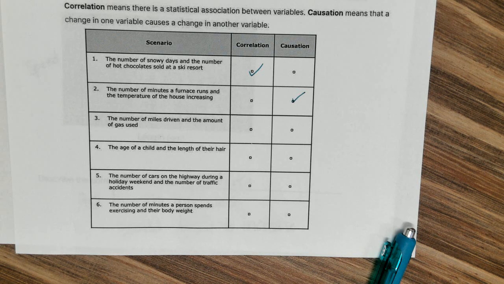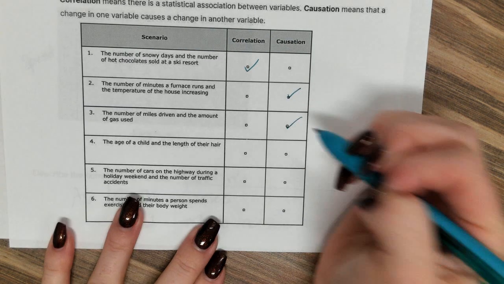Number 3, the number of miles driven and the amount of gas used. Y'all pick. Don't say it. Let's see what you pick. Is it just related, or is it causation? It's going to happen. I'm only hearing one person. It's going to happen. The more miles I drive, what's going to happen? I'm going to have to use up my gas. That is causation.